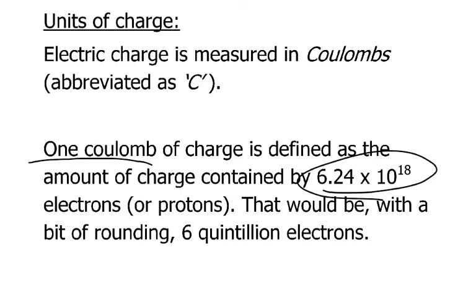And of course, your body has way more than that number of electrons in it, so you've got way more than 1 coulomb of charge. Of course, you've got a bunch of protons as well that cancel out most of the electrons, so you're pretty much neutral on your body most of the time. Anyway, coulomb of charge, 6.24 times 10 to the 18th electrons, or protons.